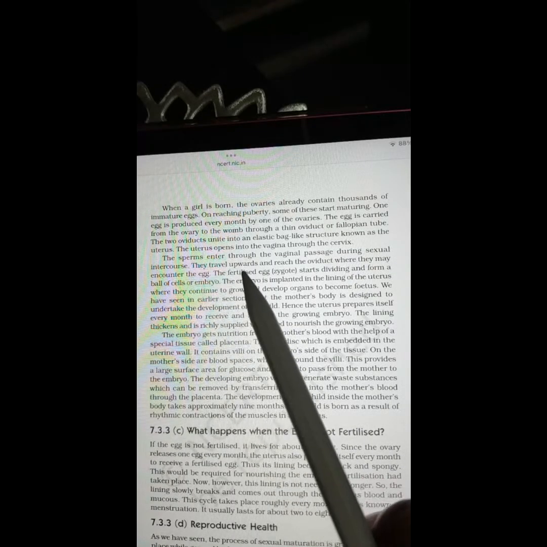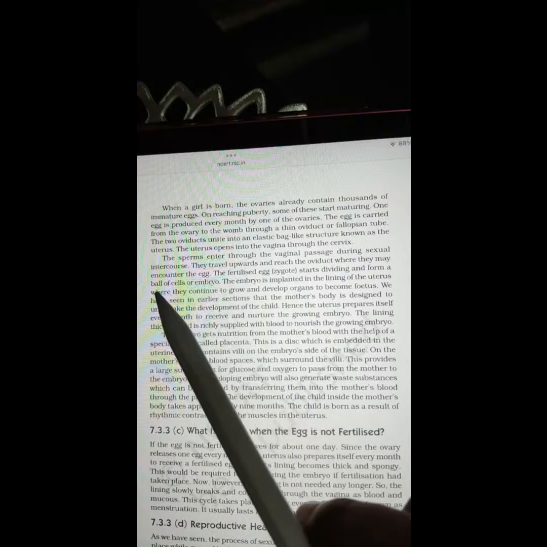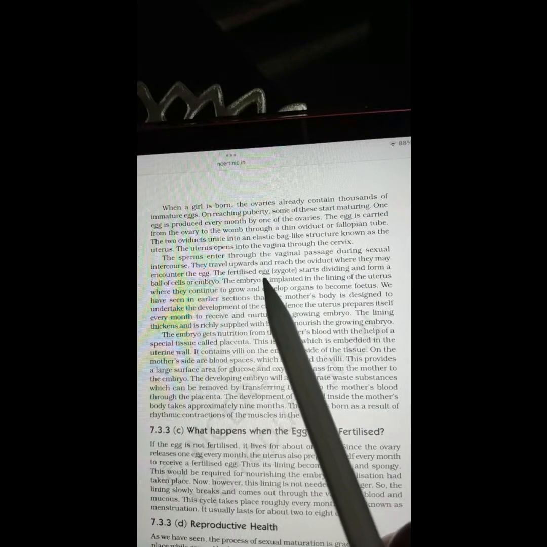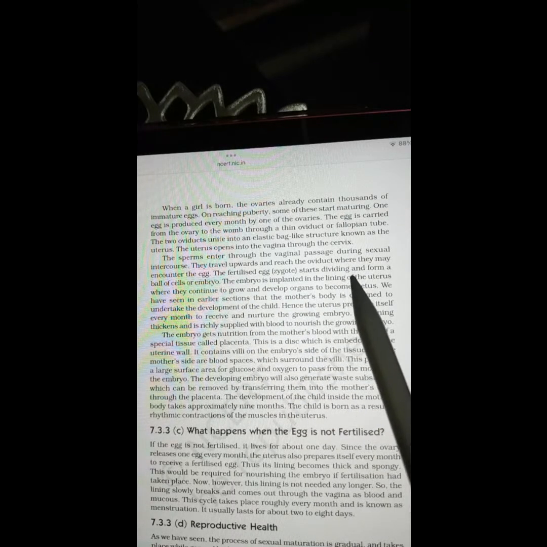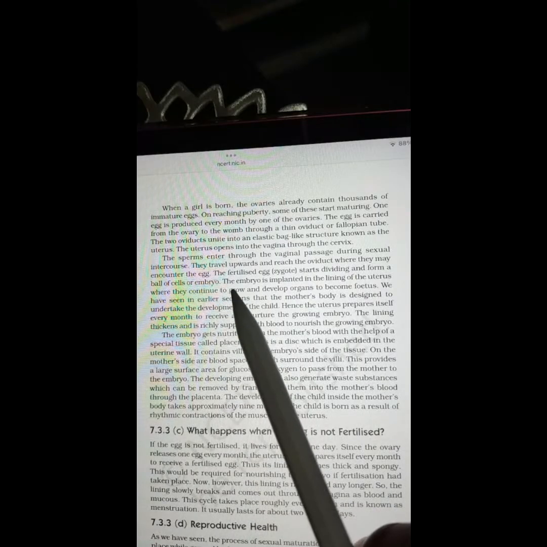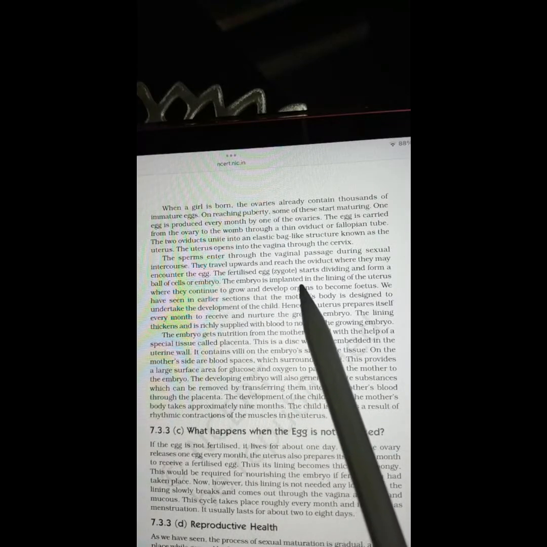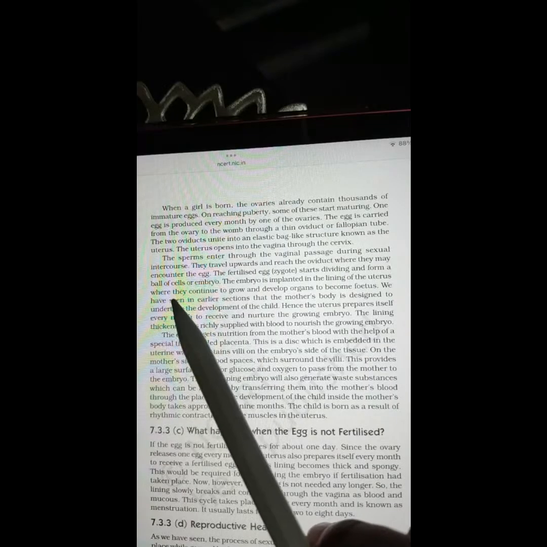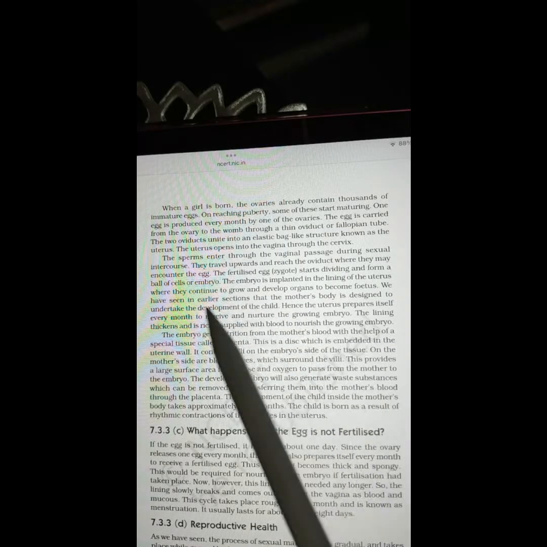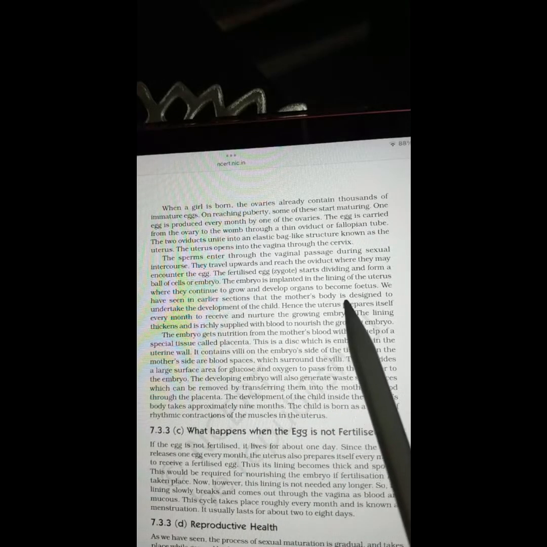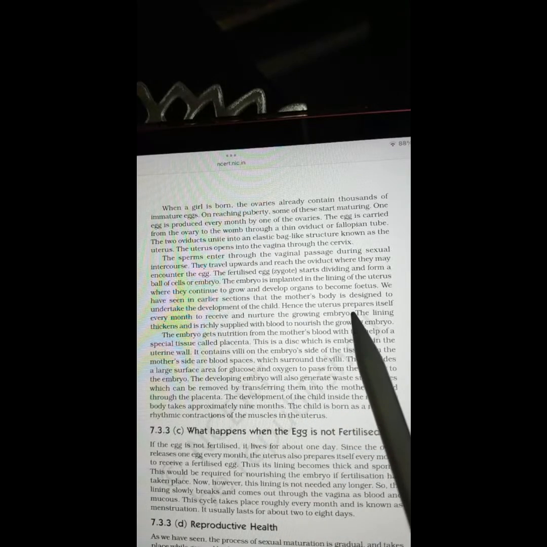The sperm enter through the vaginal passage during sexual intercourse. They travel upwards and reach the oviduct where they may encounter the egg. The fertilized egg or zygote starts dividing and forms a ball of cells or embryo. The embryo is implanted in the lining of the uterus where it continues to grow and develop organs to become a fetus. We have seen in earlier sections that the mother's body is designed to undertake the development of the child.